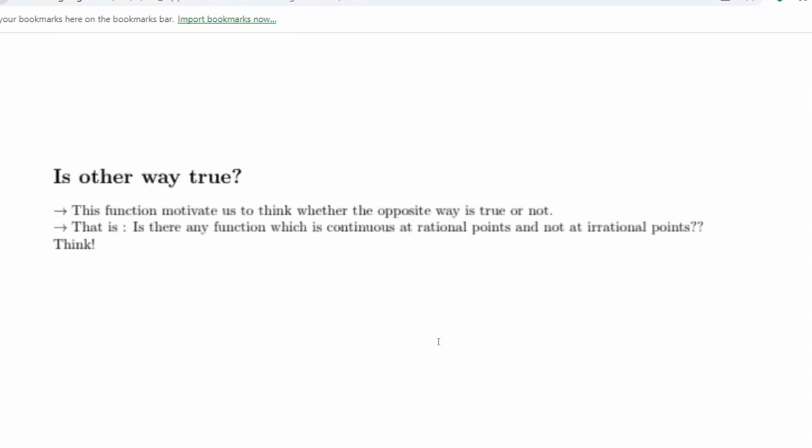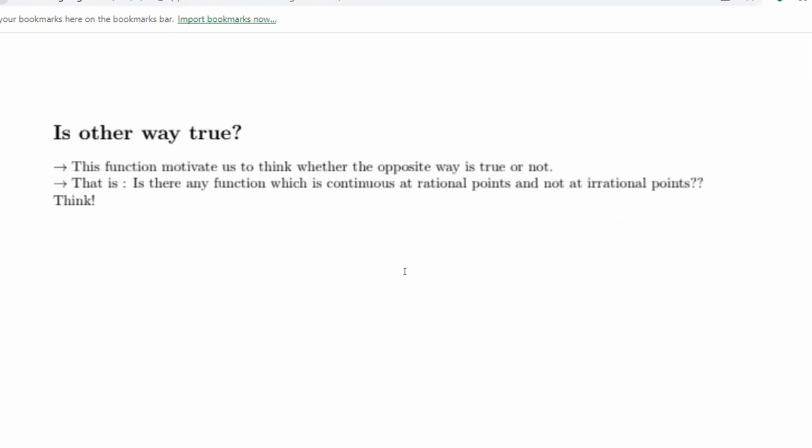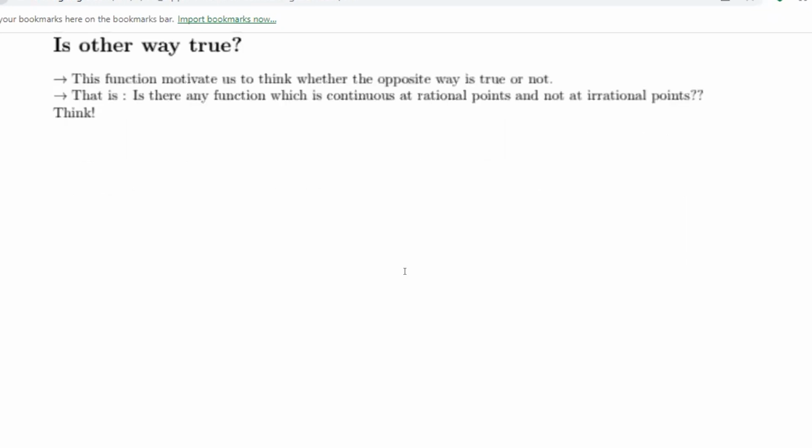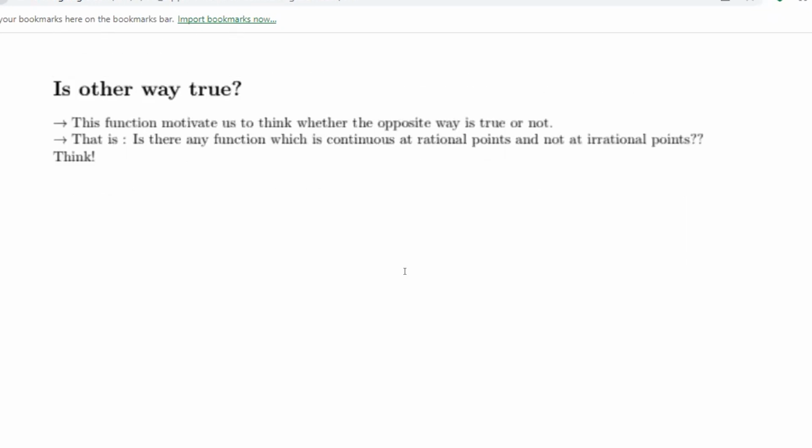So is the other way true? That means we have seen a function, the Thomae function, which is continuous at irrational points and not continuous at rational points. So a natural thing we can ask is, is the other way around true? That is, is there any function, or can we create a function, which is continuous at rational points and not continuous at irrational points? So yeah, anyone can give a blind guess. You can use the reactions also to say whether you think there is a function which is continuous at rationals and not at irrationals.